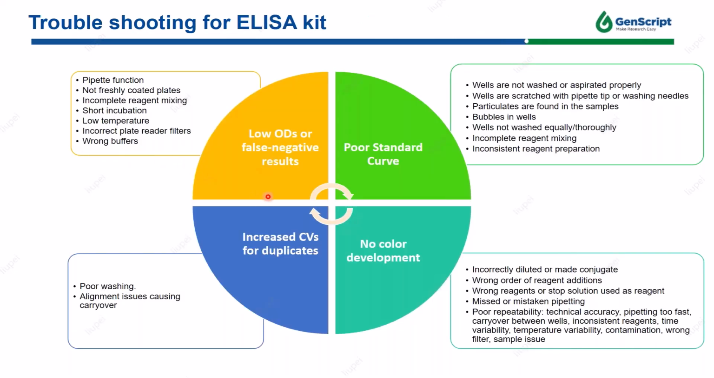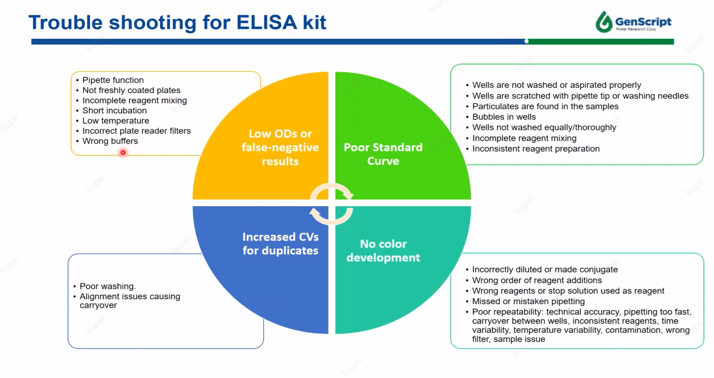Now we will go through the troubleshooting for the ELISA assay. Sometimes we have weak or no signal, the false negative results. Maybe the reagent was not at room temperature before the assay. So we should allow the reagents to sit at room temperature for 15 to 20 minutes until completely thawed. If we don't incubate the plate for a proper time or temperature, we should increase the incubation time or follow the manual to repeat the assay.